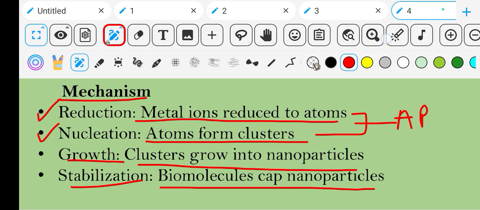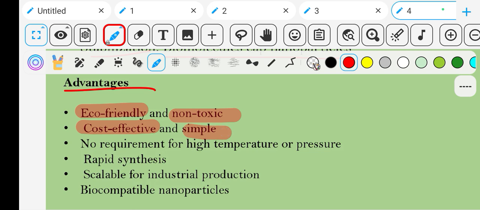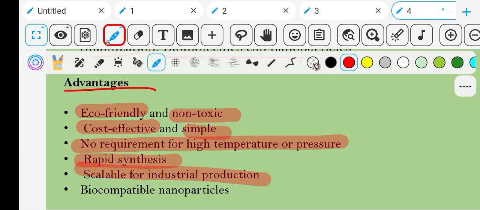Apart from this, it also has some advantages, because it is eco-friendly and non-toxic. It is cost effective and simple. There is no requirement for high temperature or pressure. Rapid synthesis occurs in this. It is scalable for industrial production, because it is green synthesis and it can be available anywhere. There is no condition that it is not available. Its availability is everywhere. Then it gives biocompatible nanoparticles.